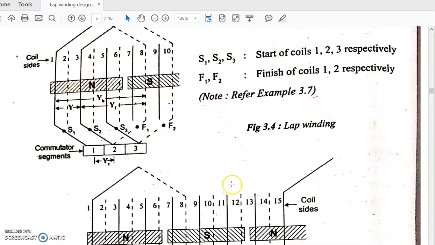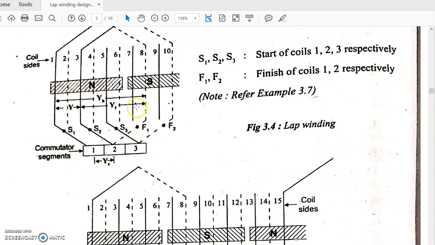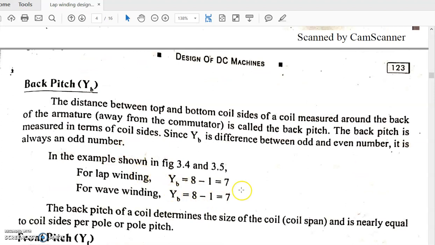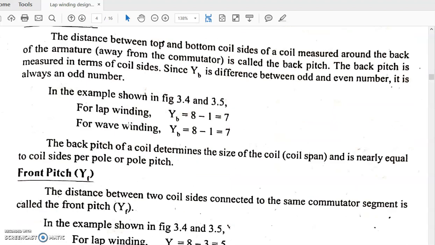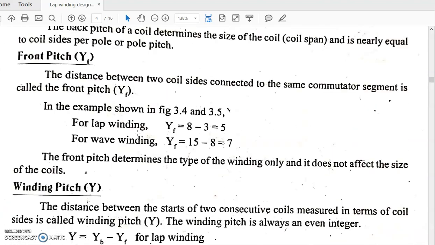And in wave winding, this is S1, start of a coil, and the finish of a coil is here. So the distance between start and finish of a coil is the back pitch. So it is 8 minus 1, 7 in wave winding. In lap winding also it is 8 minus 1, 7. So back pitch is 7 in both cases. Back pitch is the distance between the top and bottom coil sides of a coil. Do you understand?